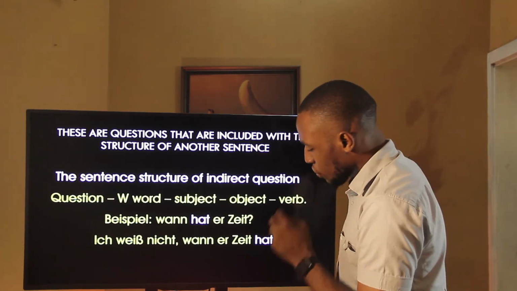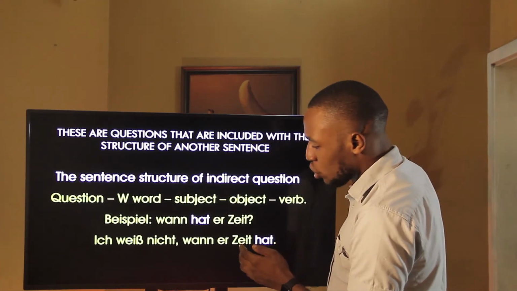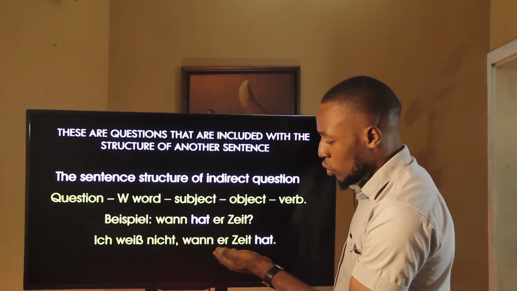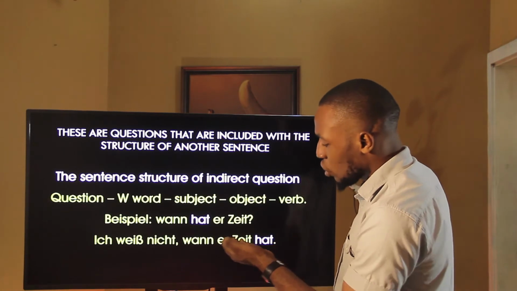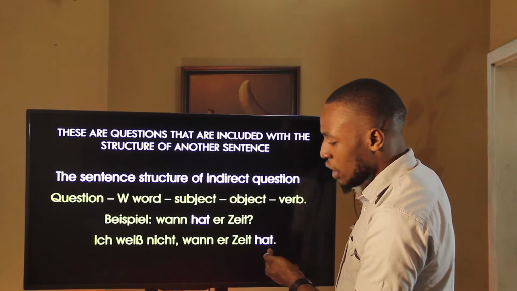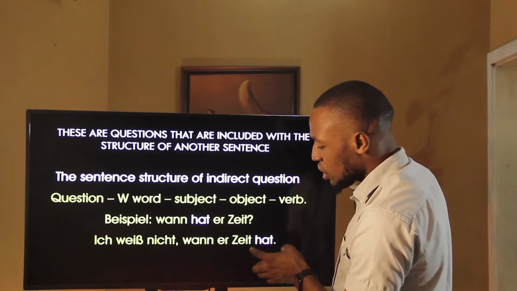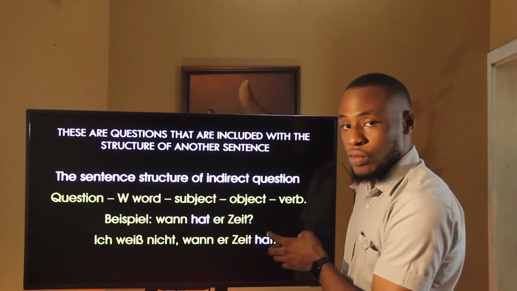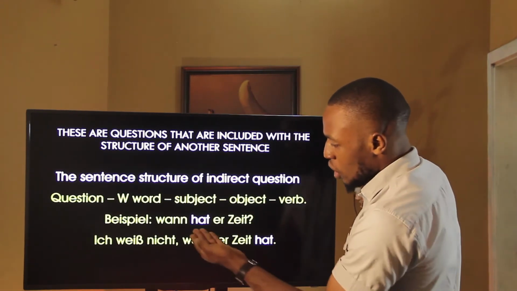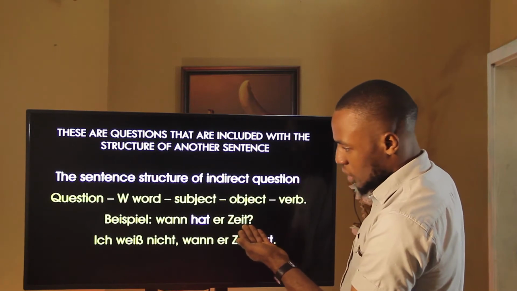Now, in this case, the verb is no longer conjugated in the second position, as I told you earlier on for W questions. Rather, the verb is conjugated at the end of the sentence. And the verb still agrees with the subject of the sentence, which is, in this case, he. So you see, here we have wann er Zeit hat, right?